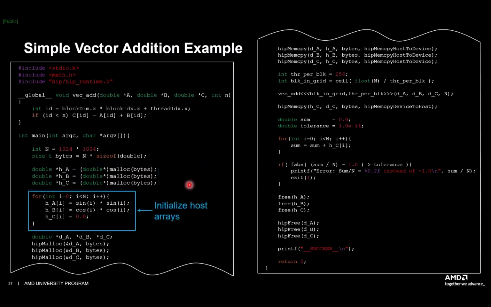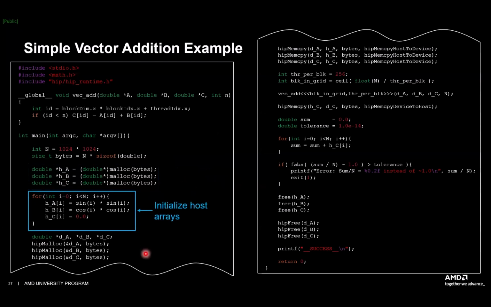We initialize the values on the host here. So I'm simply setting A to be sine squared and B to be cosine squared, so that when I add these together, all the values in C will be 1, for an easy way to check. And at this point, this is all just CPU programming, right? Your normal C. And the values live in DRAM.